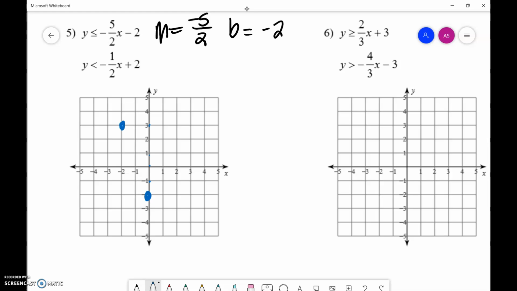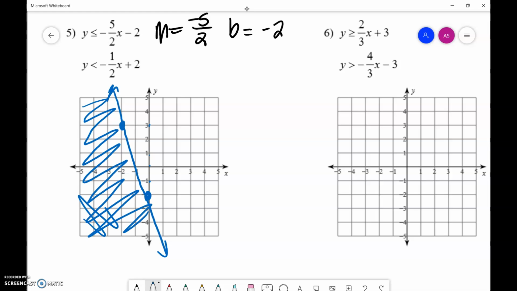Okay, then from here, I'm going to connect my dots, draw my solid line because I have that equal to. And then we shade below, which below is right here. Sometimes when a line is steep, it can be hard to tell which one is above and below. But this here is below the line.